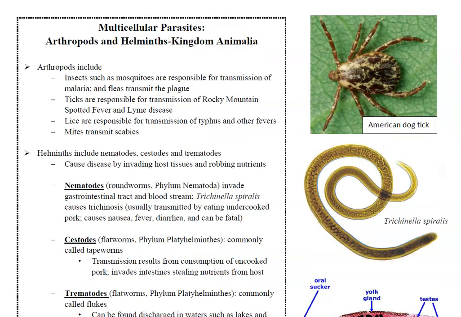All right, in the last of the eukaryotes we're going to go over the multicellular parasites, arthropods and helminths, in the kingdom Animalia. Arthropods include insects like mosquitoes that are responsible for transmission of malaria. Fleas transmit the plague. Ticks are responsible for the transmission of Rocky Mountain spotted fever and Lyme disease. Lice are responsible for transmitting typhus and other fevers. Mites transmit scabies. Helminths include nematodes, cestodes, and trematodes. They cause disease by invading the host tissues and taking all their nutrients.